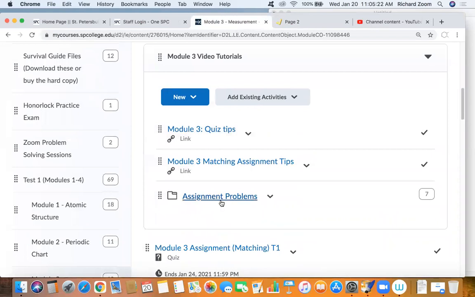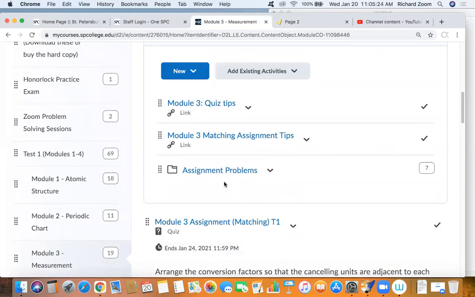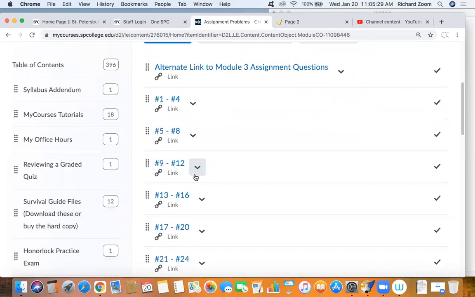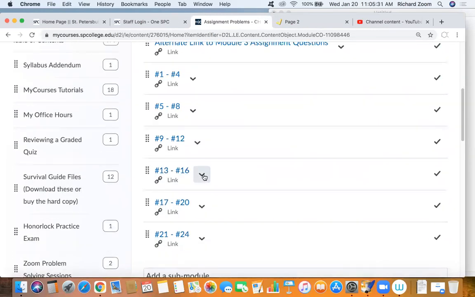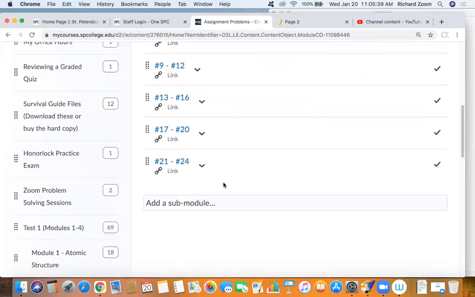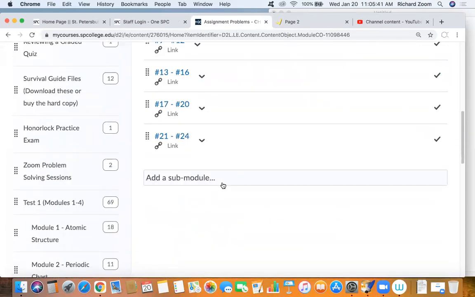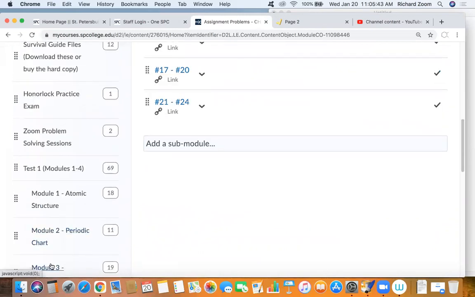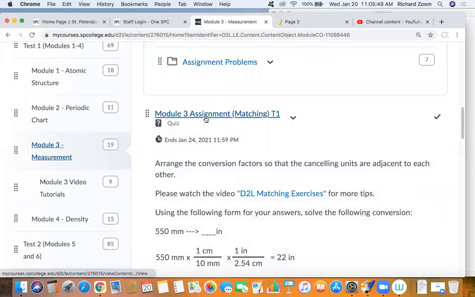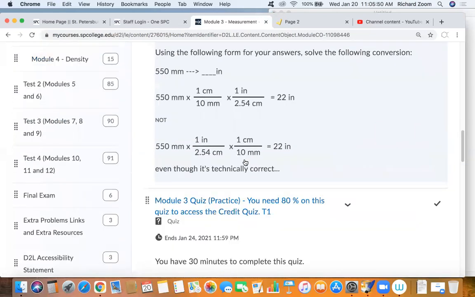The other thing I want to point out is that for the assignment, the problems each have a link to them, so you can figure out how to do them in case you don't know how to do the assignment problems. So you can always go back and take a look at the videos for these. That will be very helpful to you. So that's for every single problem that's in the Module 3 assignment.